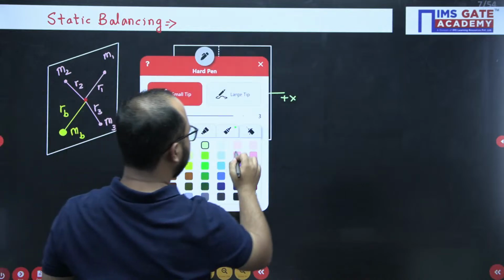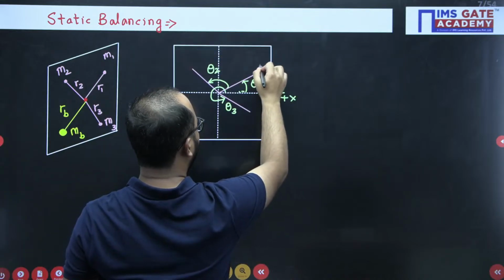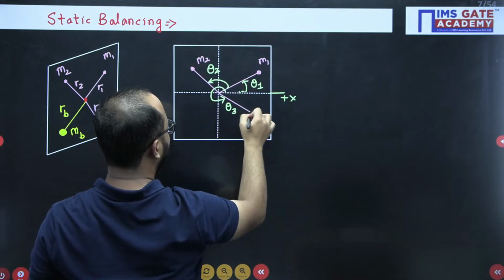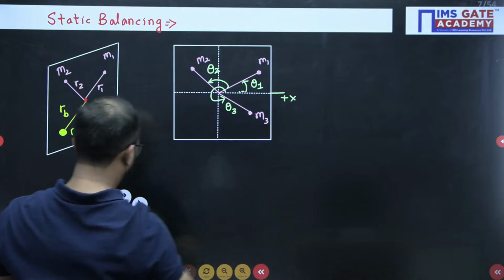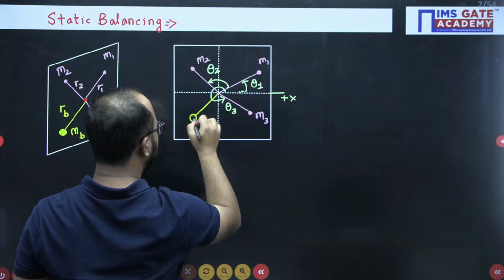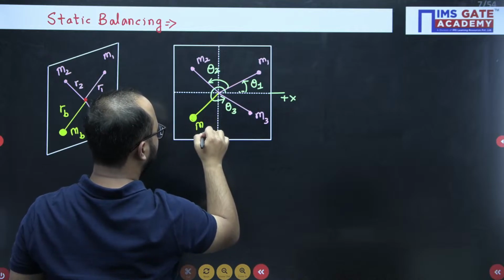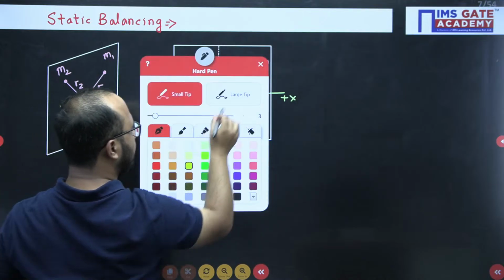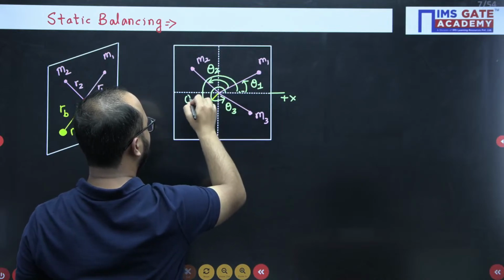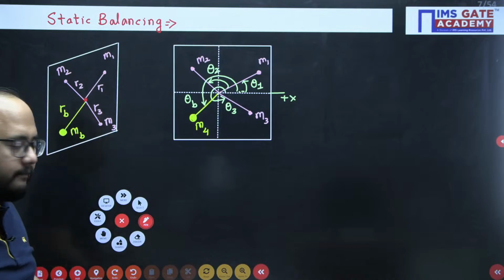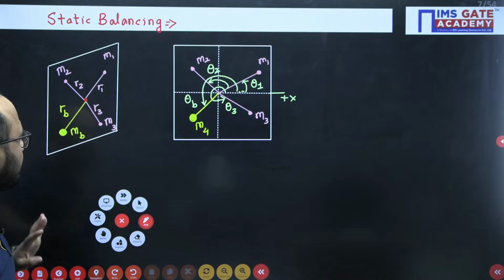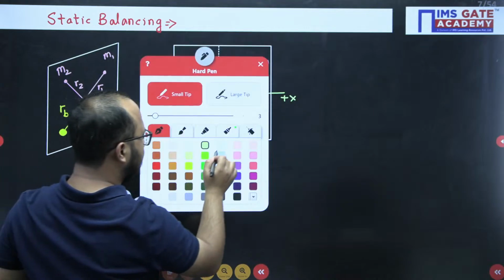Now M1, M2, M3. Regarding this balancing mass, somewhere here I have assumed the balancing mass. For this, what is the angle required? Theta B, right? And the respective radial locations R1, R2, R3 and RB I have mentioned here itself. Now the first step is what?